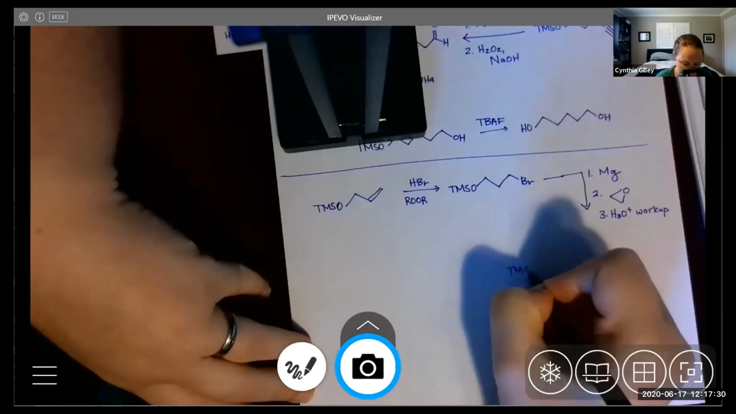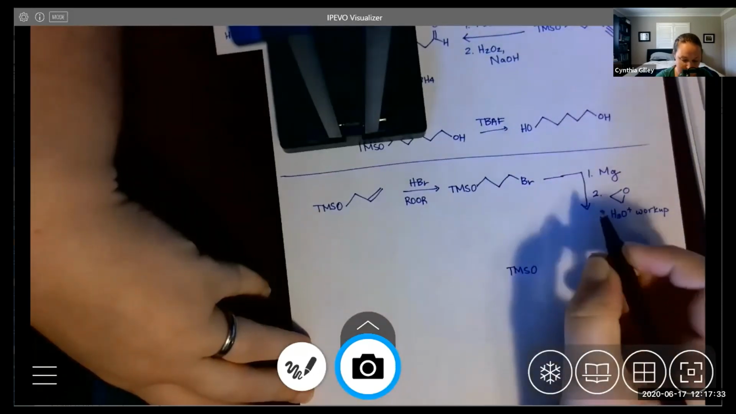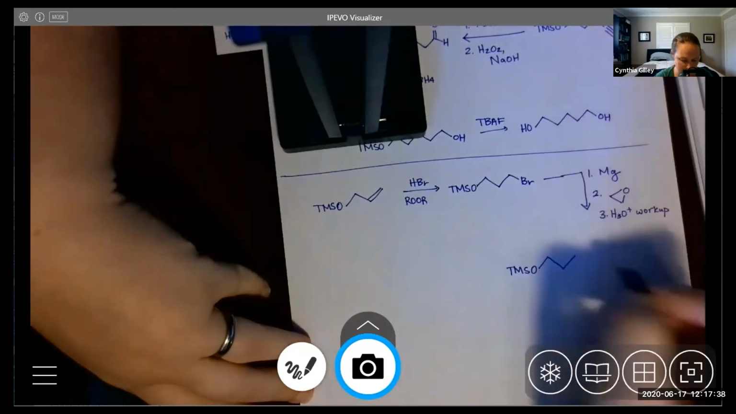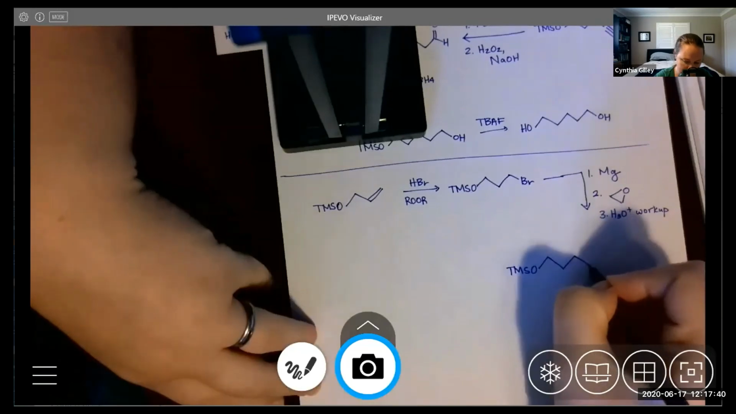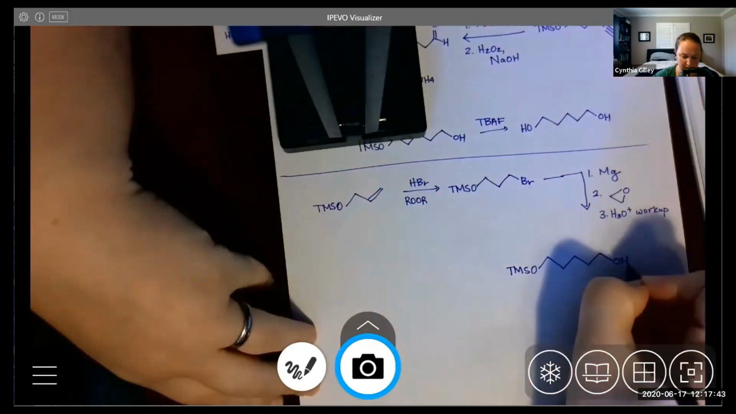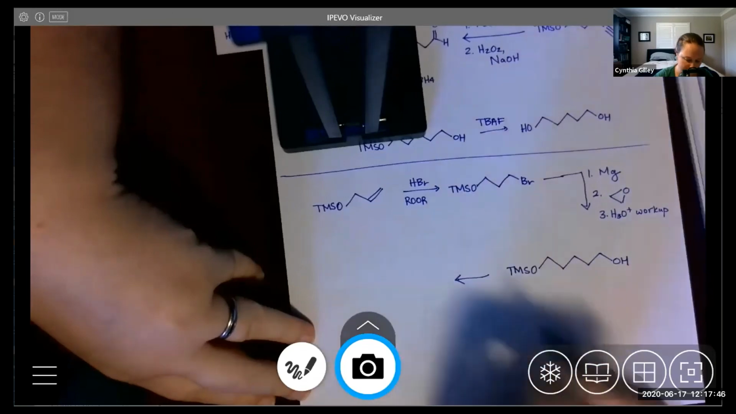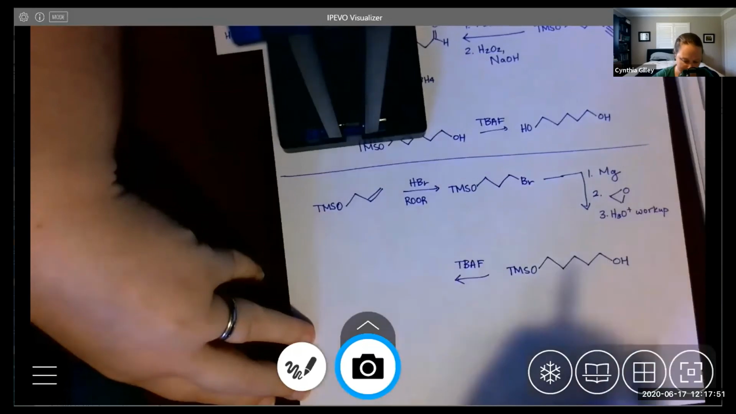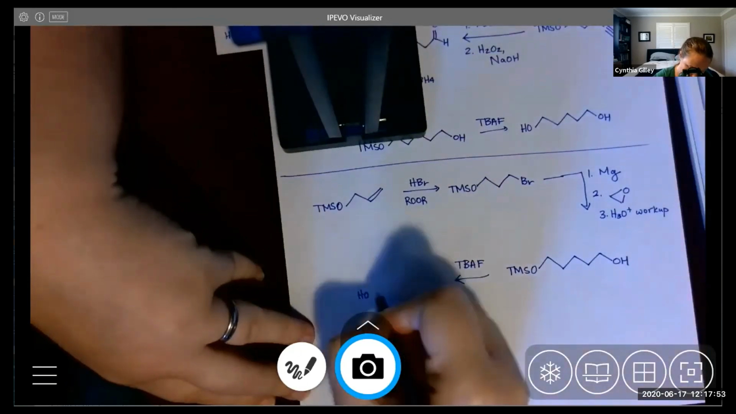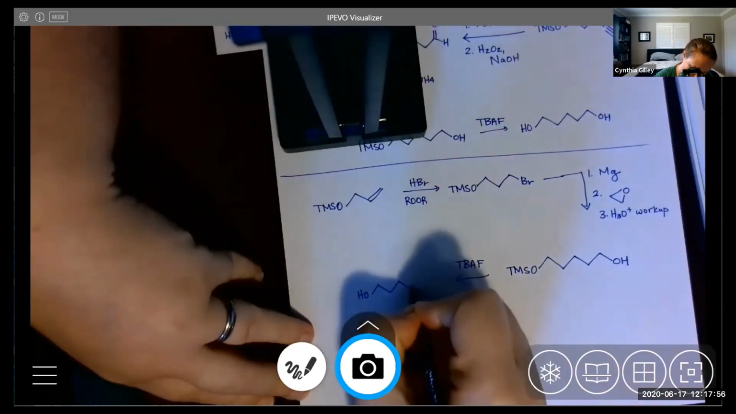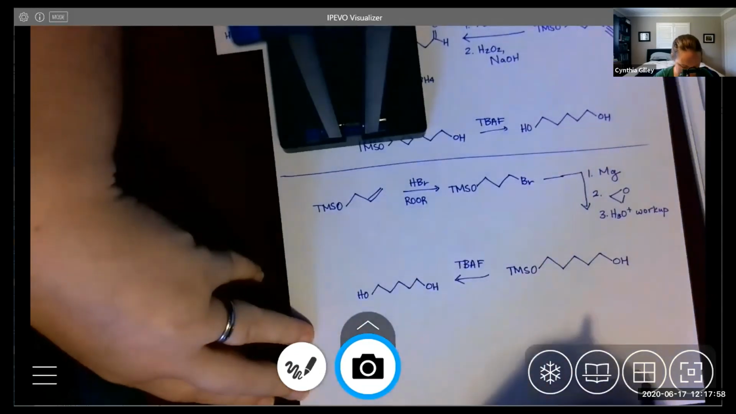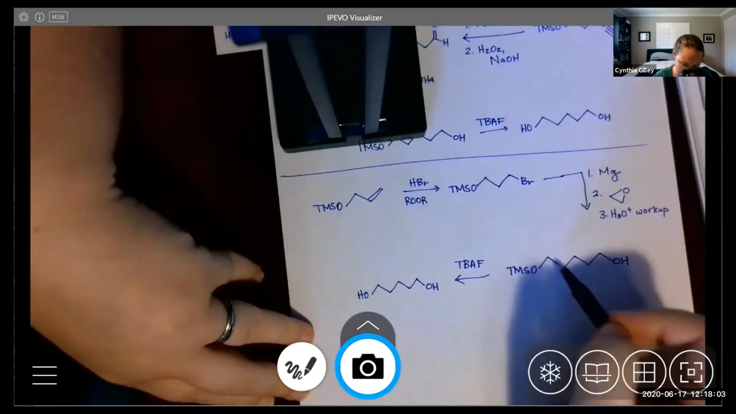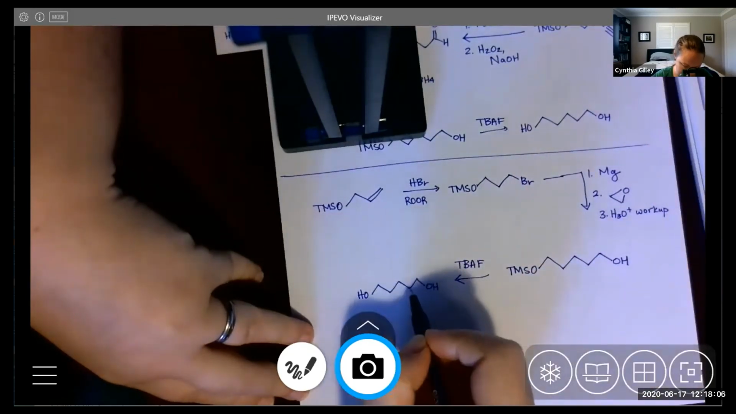So the Grignard would attack here, reacting like an alkyne would. Just have to deprotect. Or you can just assume it got deprotected. I get extra carbons here. 1, 2, 3, 1, 2, 3.